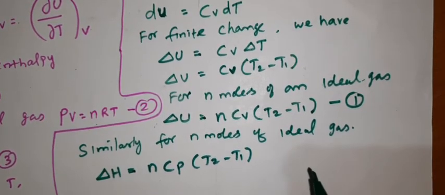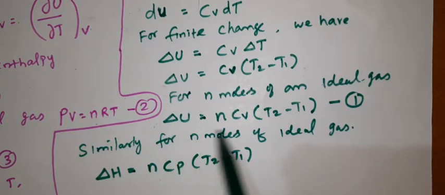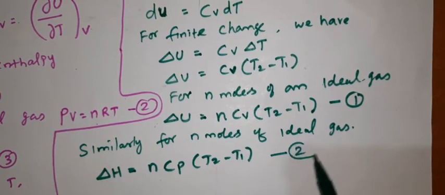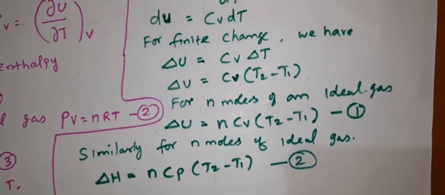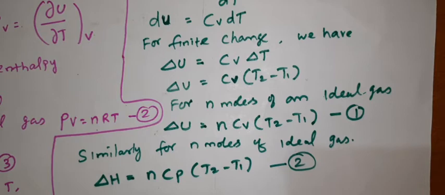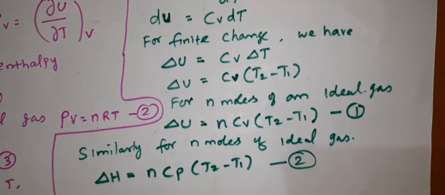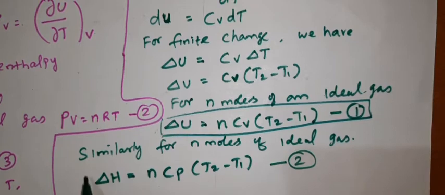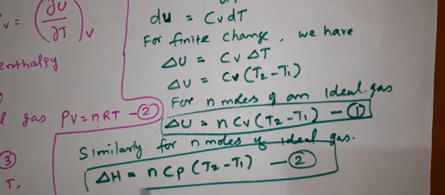Because the relationship Cp is always ∂H by ∂T, okay? So when we go against the Cv, delta U is equal to n Cv. So if we change to delta H, we are getting here Cp. This is equation 2. Clear? So that's all about the calculation of delta H and delta U. If you want to calculate delta U, this is the formula, and if you want to calculate delta H, this is the formula, right?